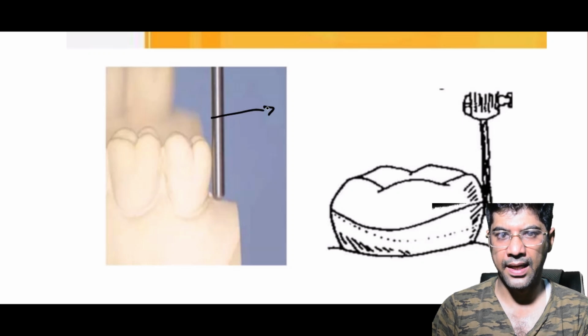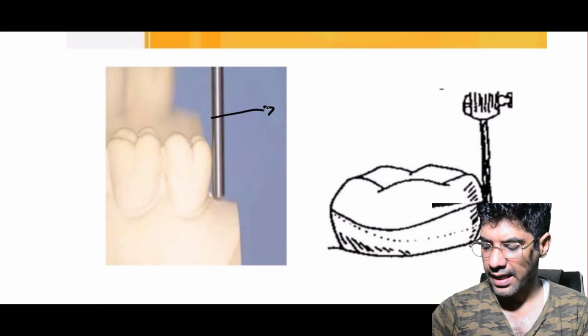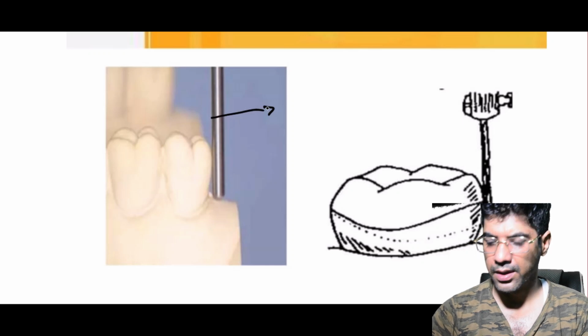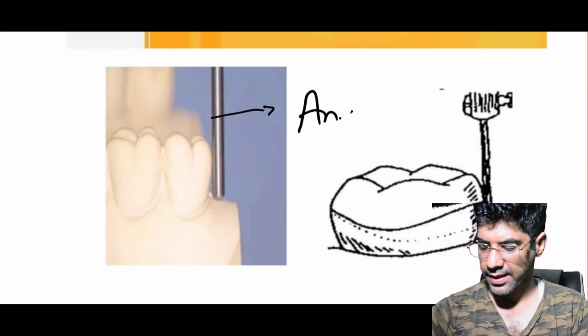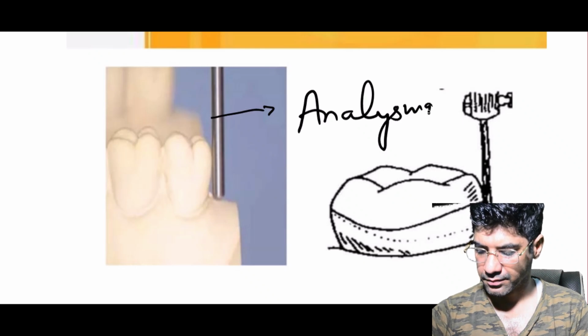So the first tool to analyze the contour before making the survey line is the analyzing rod. Other is the carbon marker.